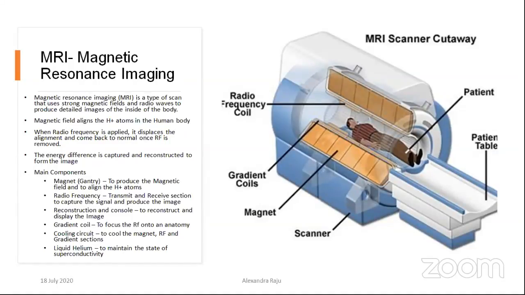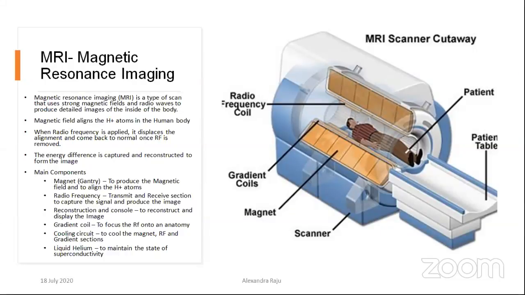So next is also an imaging modality, the MRI scan, which we have seen as the 3 Tesla MRI, a highly powerful MRI with a 3 Tesla magnet inside it. Magnetic resonance imaging is a type of scan that uses a strong magnetic field. The importance of MRI as compared to the CT scan is that it doesn't use any kind of ionizing radiation like the CT. So it is safe for the patient.